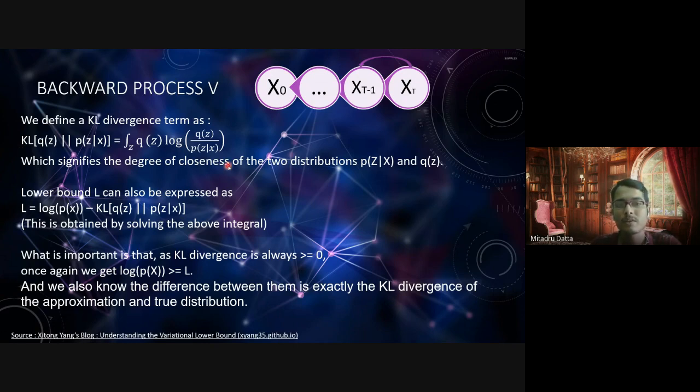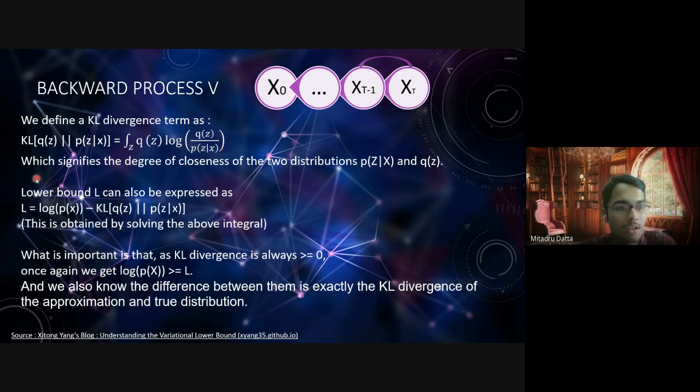We use the KL divergence term in many applications of machine learning nowadays, which signifies the degree of closeness of the two distributions p(z given x) and q(z). As these two distributions get closer, the fraction would get close to 1, and we know that log of 1 is 0, so the entire term would go to 0. So the KL divergence term says nothing but the degree of closeness of two distributions. This is defined by this integral. You might be wondering where the differential dz is. That's exactly here, because it is a joint distribution.